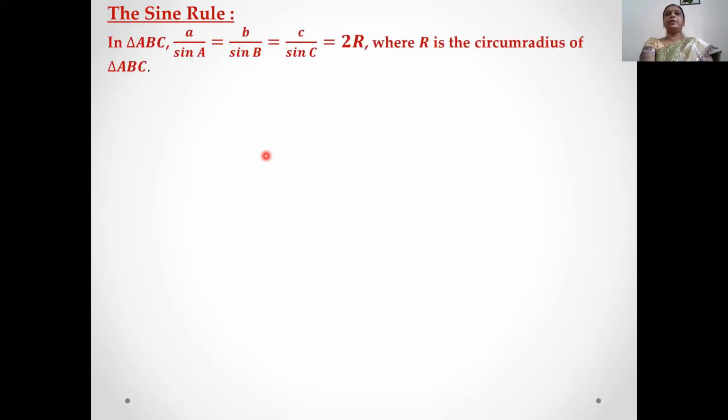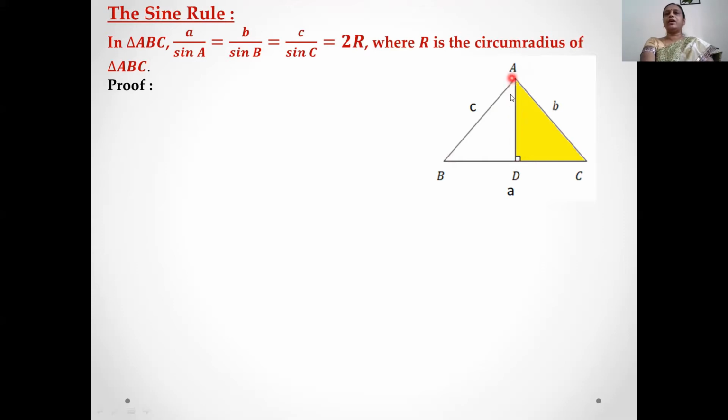In triangle ABC, a divided by sine A is equal to b divided by sine B is equal to c divided by sine C is equal to 2R, where R is the circumradius of triangle ABC. In the proof, you draw the triangle ABC. Here the vertex is A, this angle is A, this is angle B, this is angle C. Now, from this vertex A, you draw the perpendicular to the opposite side.